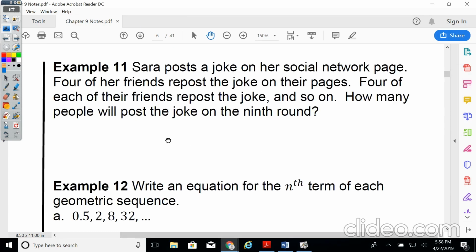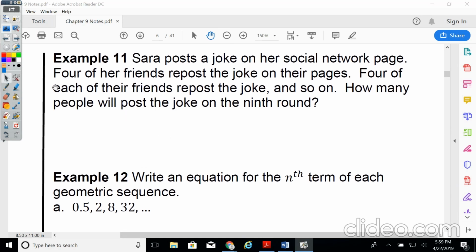All right, so the last page, again, we're on unit 9, topic 1. Example 11 says, Sarah posts a joke on her social network page, 4 of her friends repost the joke, and 4 of their friends repost the joke, and so on and so on. How many will post on the 9th round? We could make this go 9 rounds, A1, A2, all the way to 9. But it's probably better just to use an explicit formula to jump straight to the 9th.